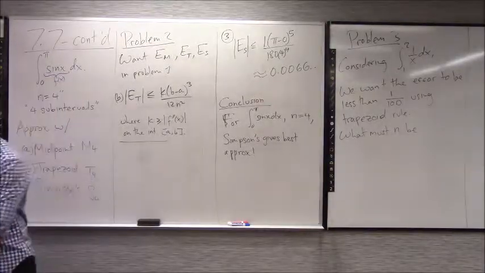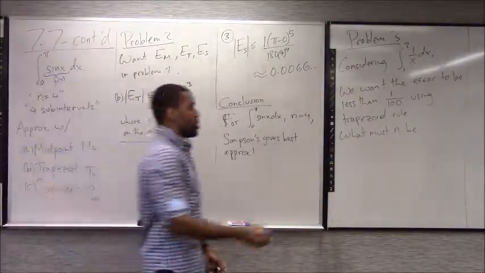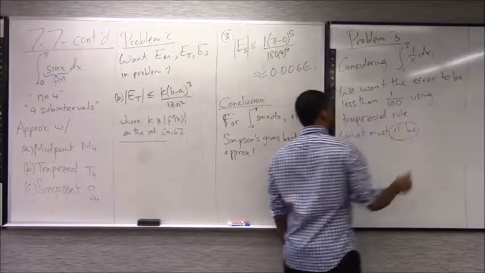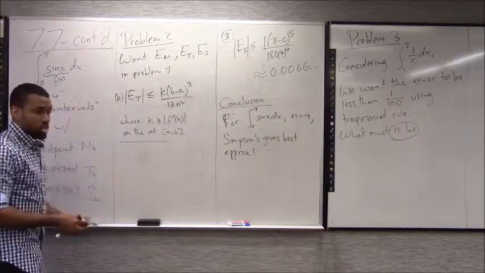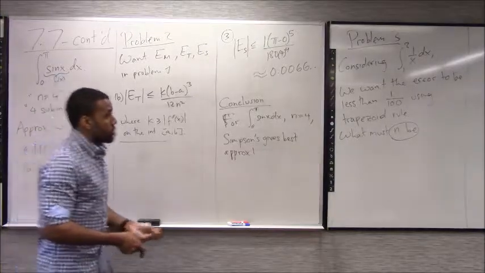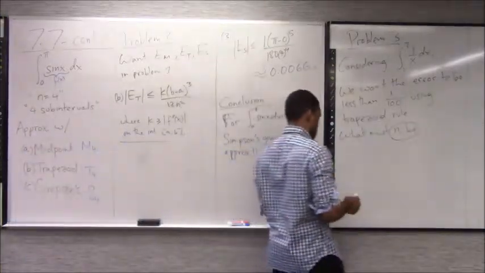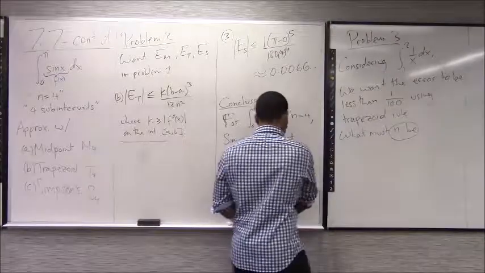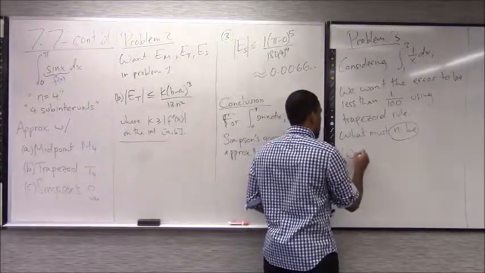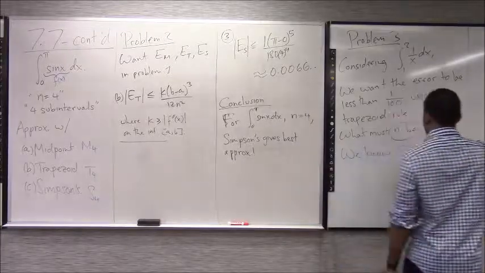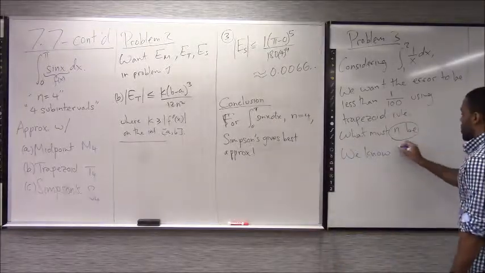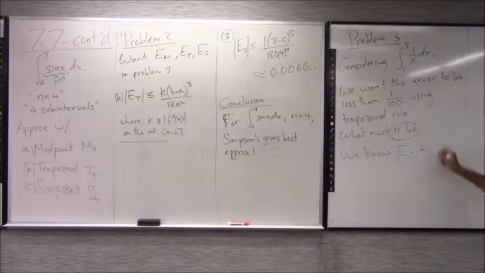Now if you want to do that, it means if you don't know the n, you can use the error formula and actually solve for the n. So we know for the trapezoid rule, the error according to trapezoid rule is less than what?